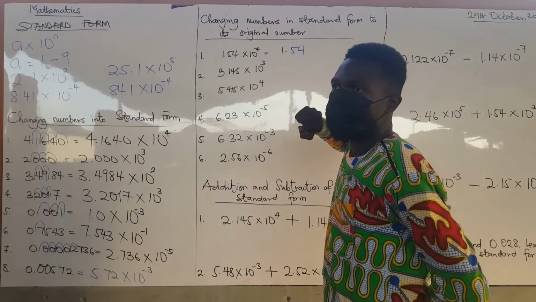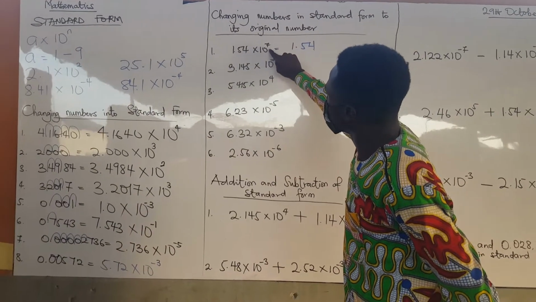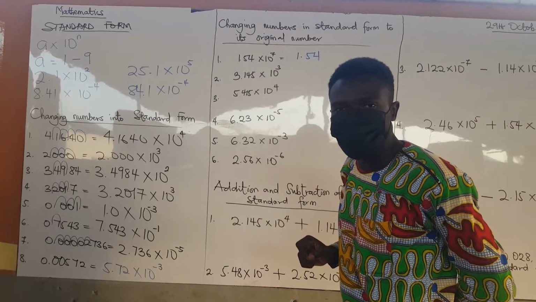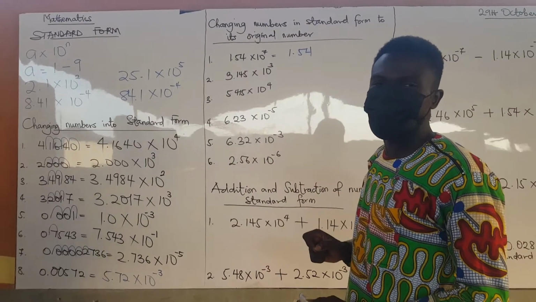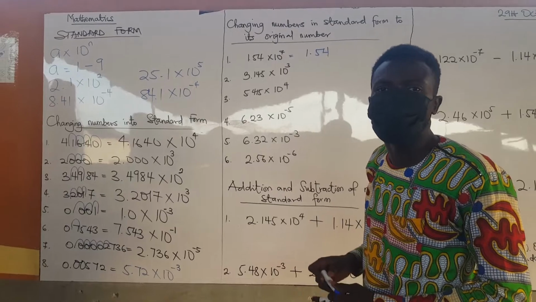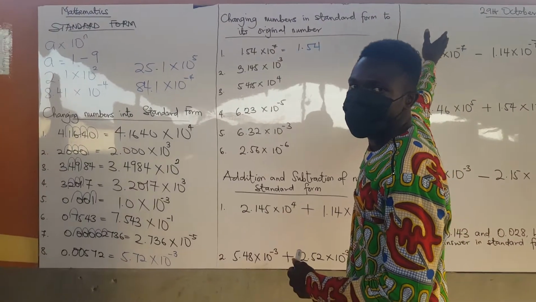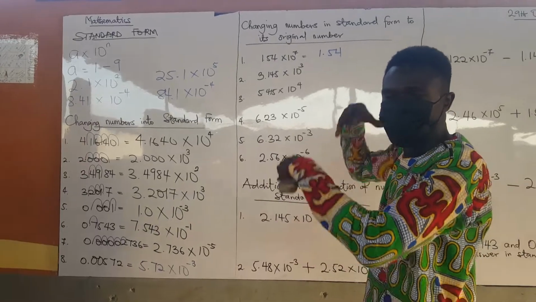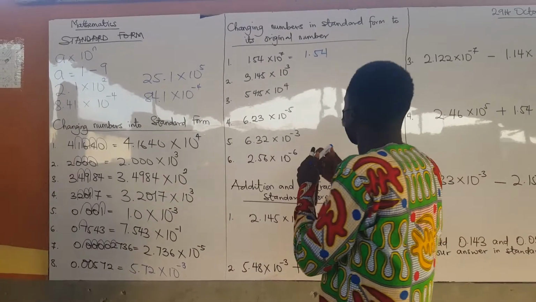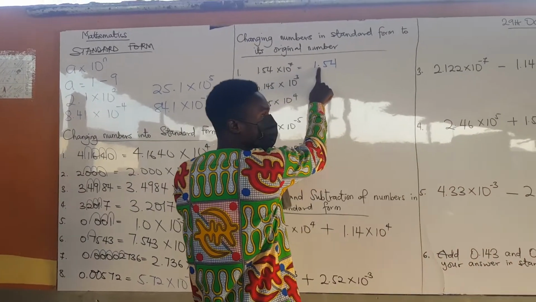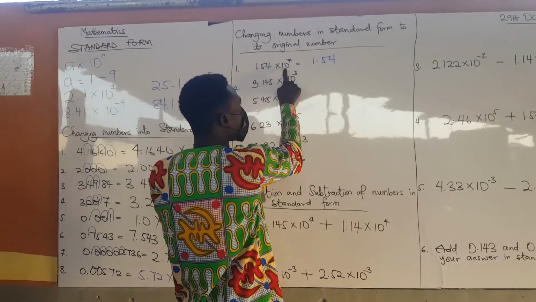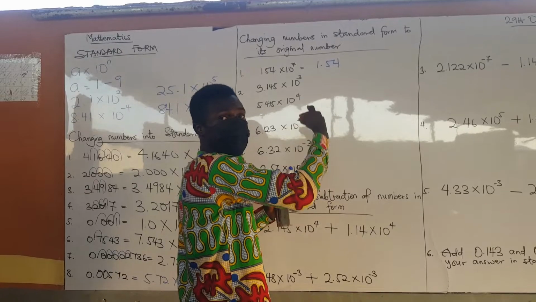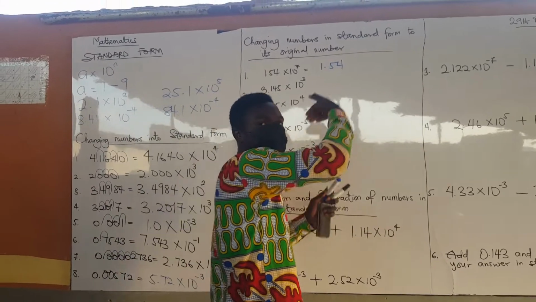Now when you come here, the power of 10 is 7, and it is positive. Because it is positive, I have to move to my right. That is if you are changing from standard form to its original number. So look at where the decimal point is. It is here, and the power of 10 is positive. Because it is positive, I will move to my right.